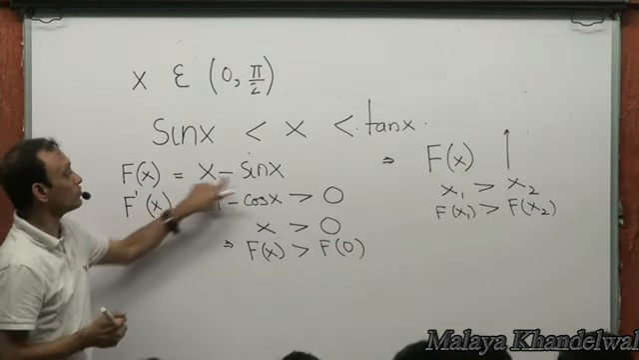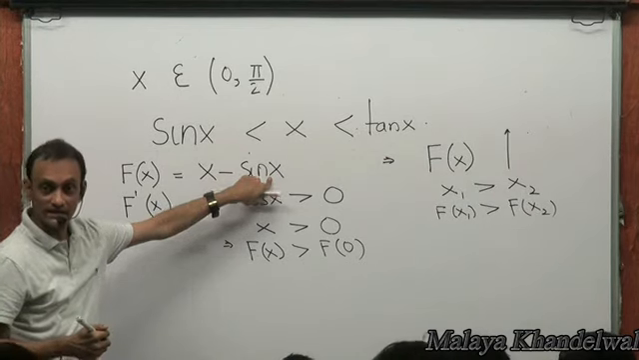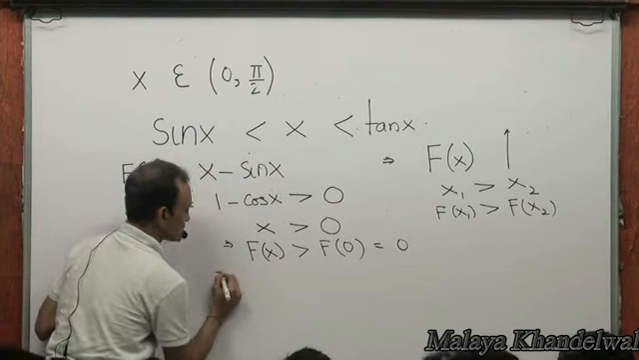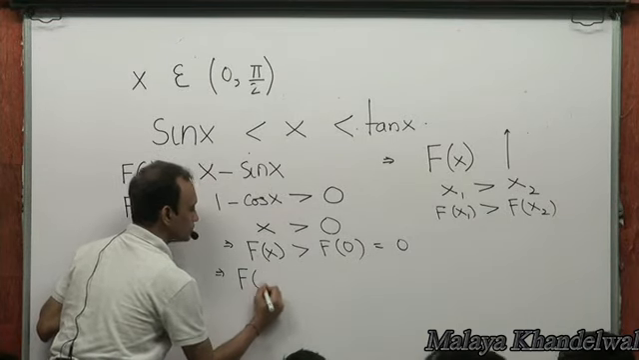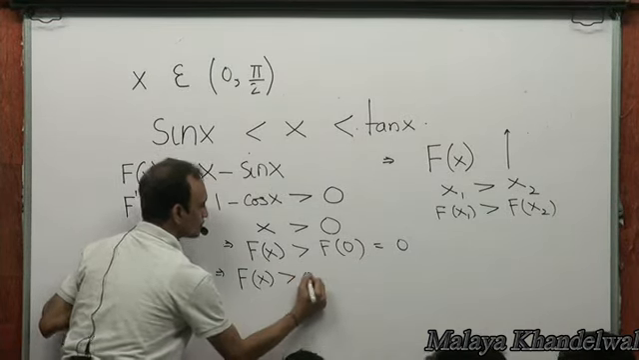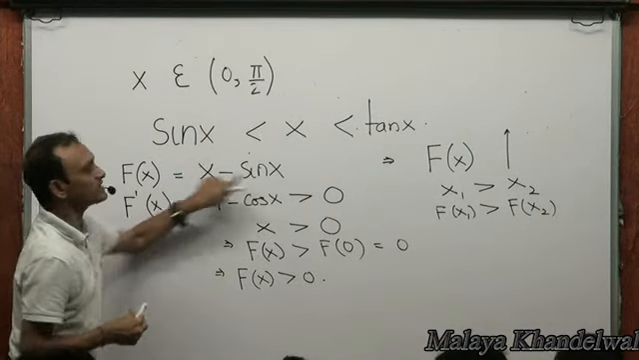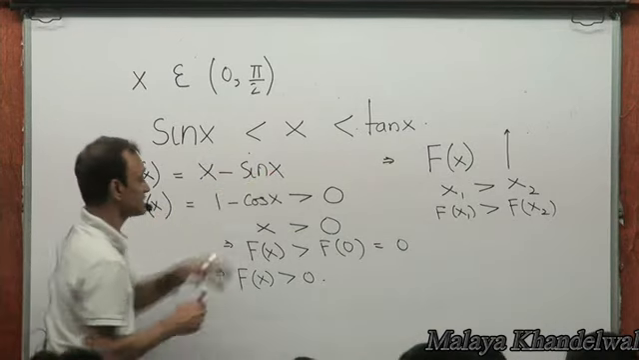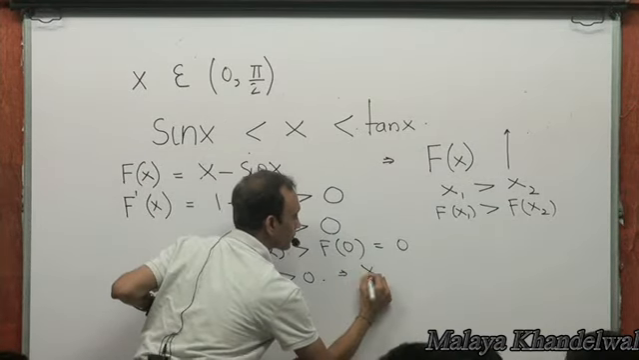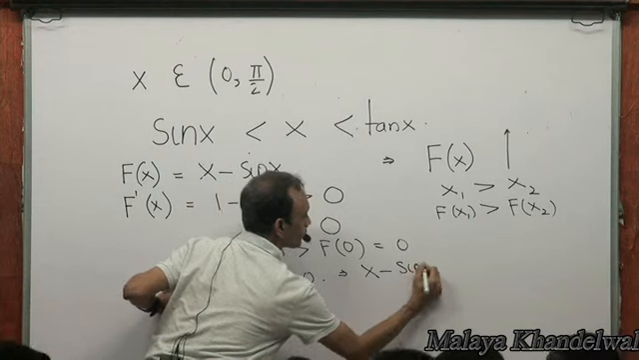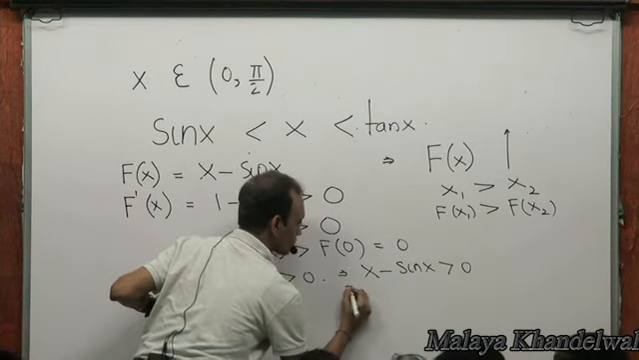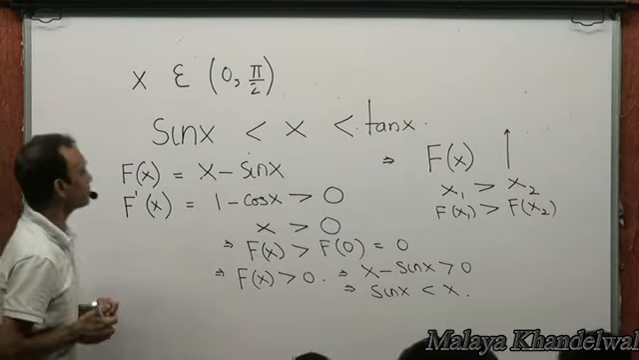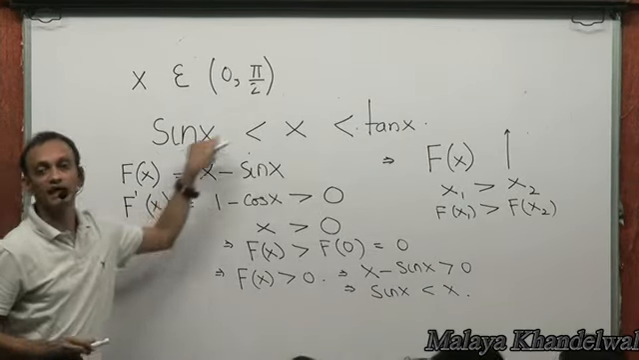But what is f of 0? F of 0 is 0, as you can see. So this gives us f x greater than 0. F x greater than 0 means x minus sin x greater than 0, x greater than sin x. That's this part of the inequality, sin x less than x.